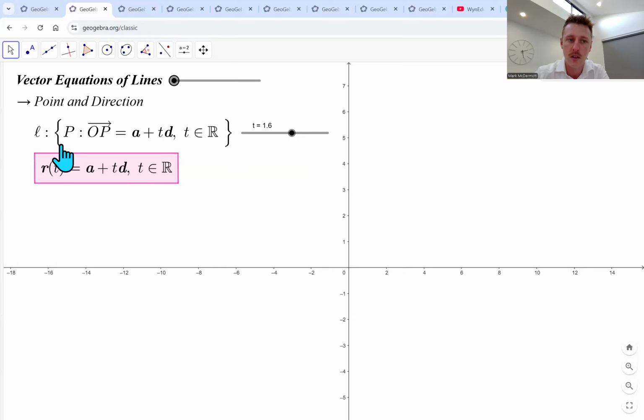So a little bit confusing. Generally, you won't see this set notation. You'll just see this vector notation. Remember, when it's bolded, it means it's a vector. So we'd say that r(t) is equal to a plus t d.